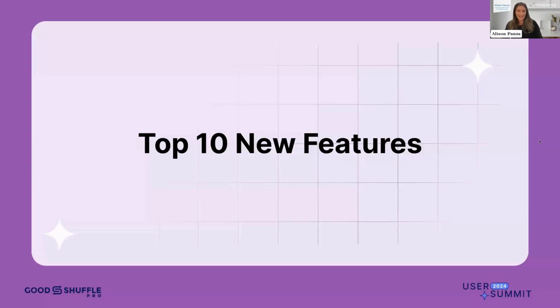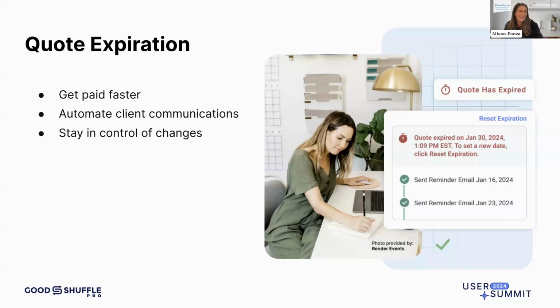All right, so let's go ahead and dive in. Top 10 new features. So first one we're covering today is my personal favorite, which is quote expiration. So the quote expiration functionality really creates a sense of urgency with your customers to encourage them to book and pay faster. For those of you who have been using quote expiration, you know that your clients will see a big red text up at the top, letting them know that the quote will expire on a certain date. So they see this, they know that they have 7 days, 10 days, 21 days, whatever you have set up in your settings to get that quote signed and back to you.